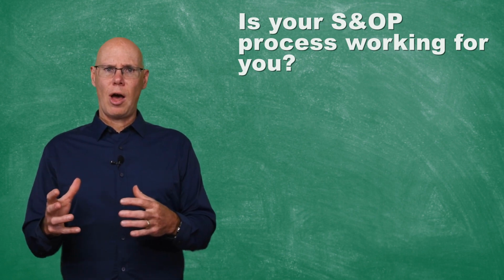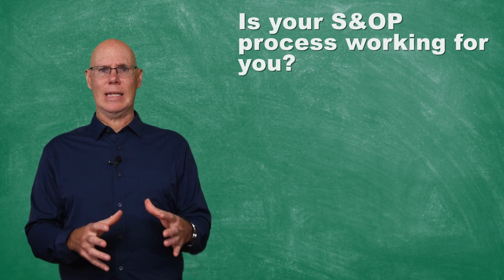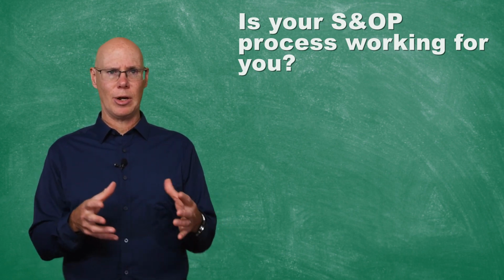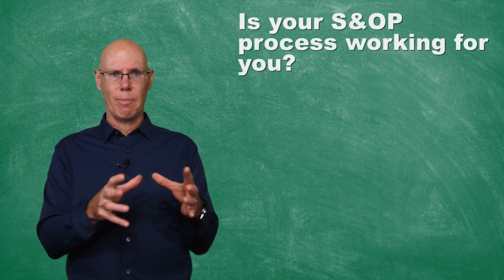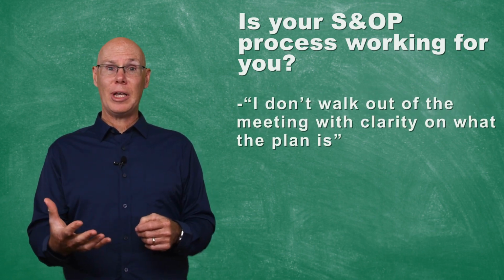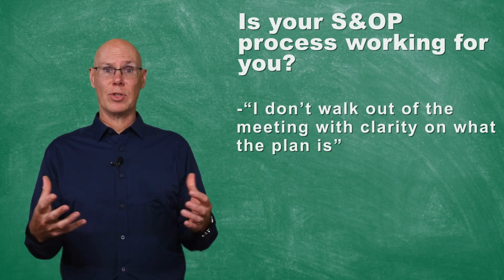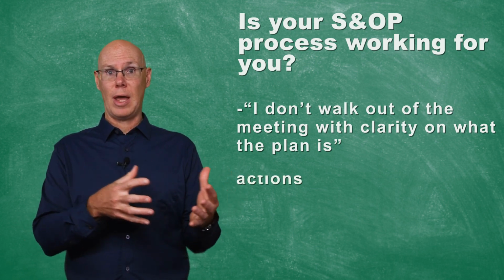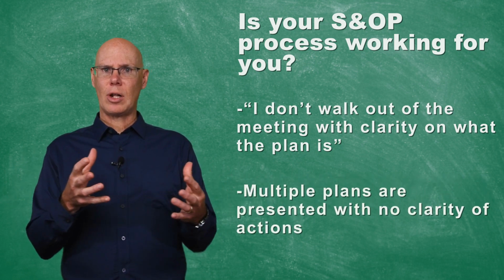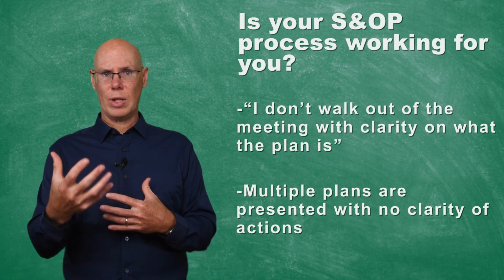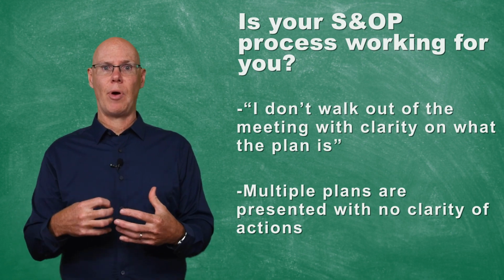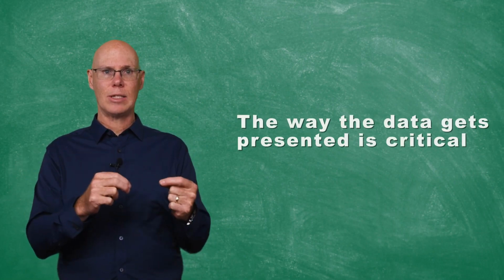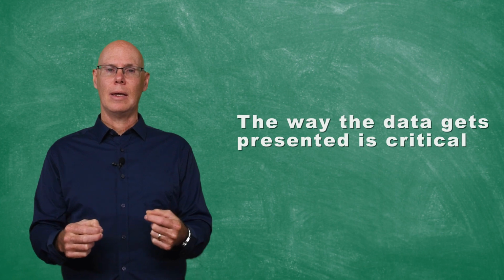When it's not, often their number one complaint is that I don't walk out of our executive S&OP meeting, or whatever meeting is the culmination of their monthly process, with clarity on what the plan is or what the story is. Sometimes there are a couple of different plans that have been presented, and it's not clear what action should be driving out of that process. And the main reason for that is the way that the data gets presented in the meeting.